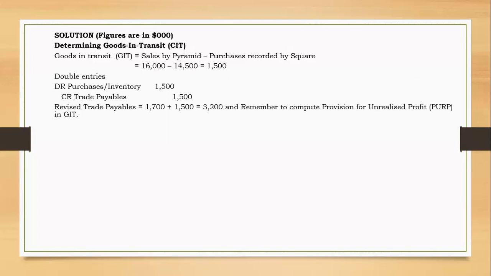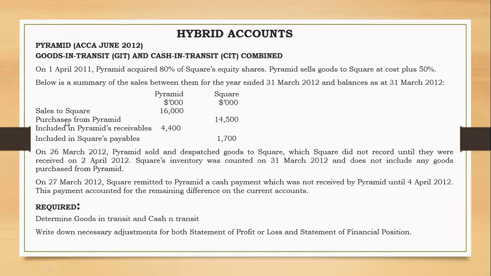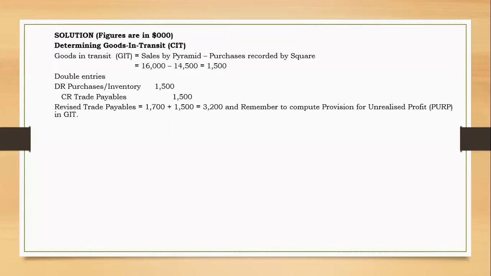If you come to the question here, we are told that Square had recorded only 1,700 in trade payables, but we have evidently seen that there should be an extra payable of 1,500 here, this credit. So I would take 1,700 plus 1,500 and obtain a total of 3,200. And you have to remember one thing. We had inventory here, which we had accounted for.